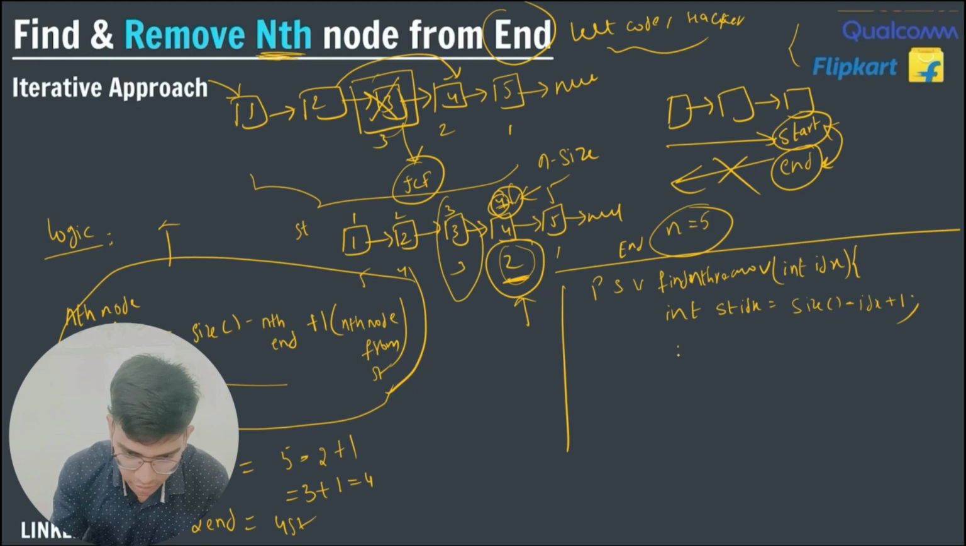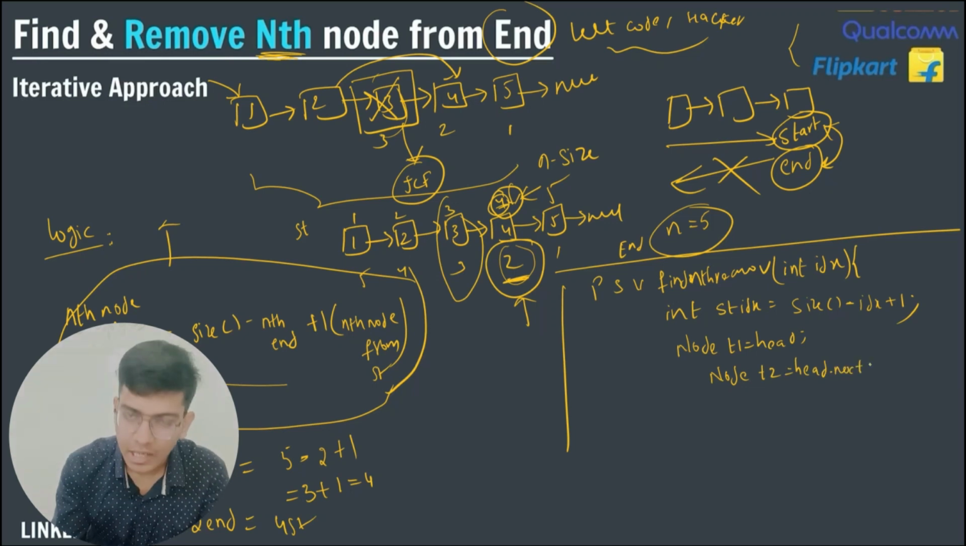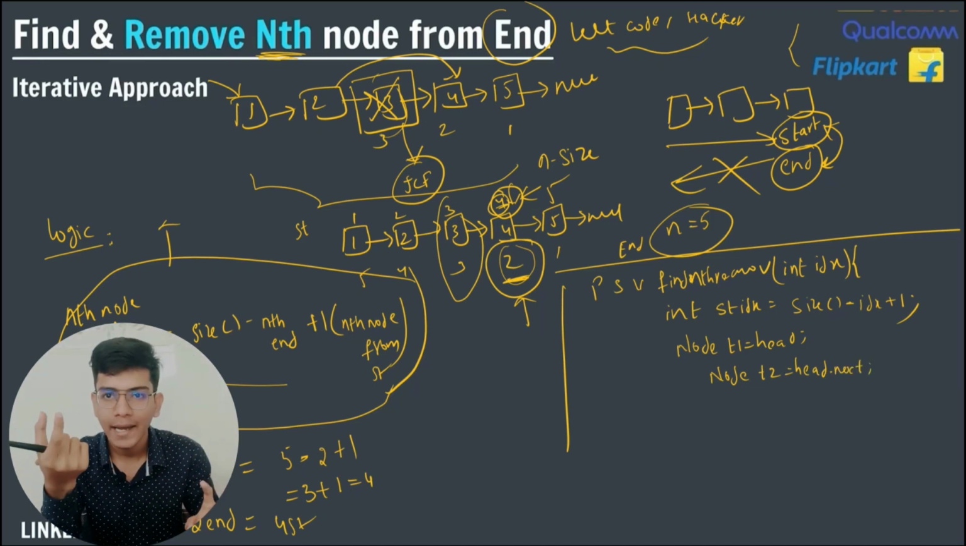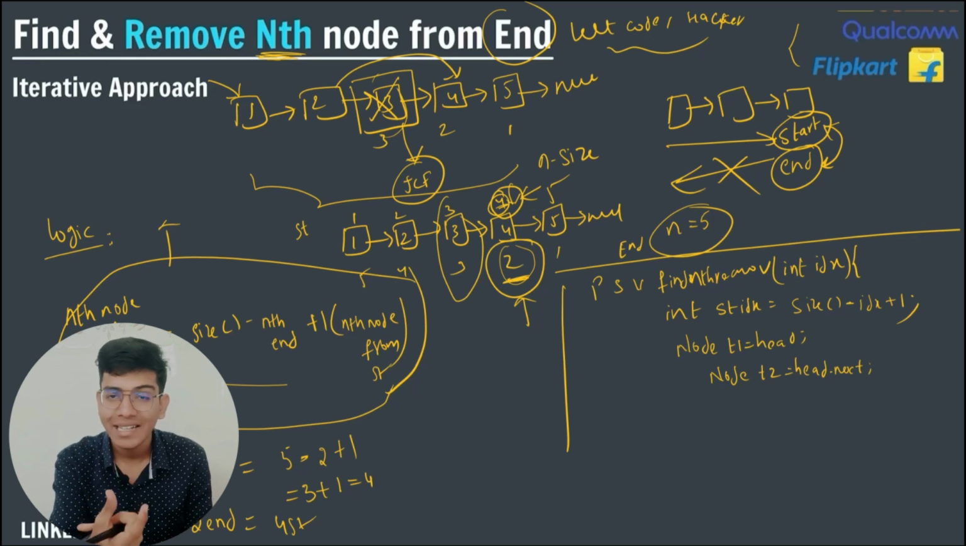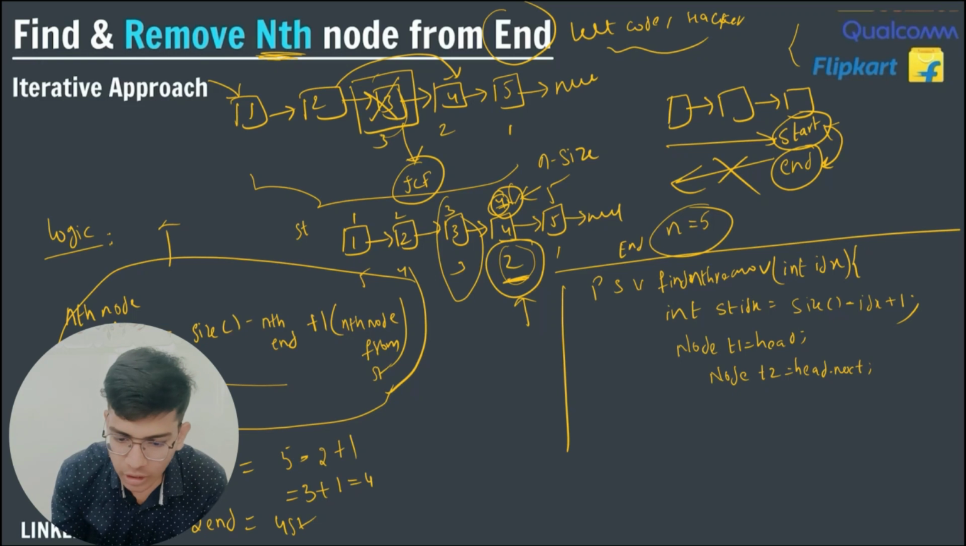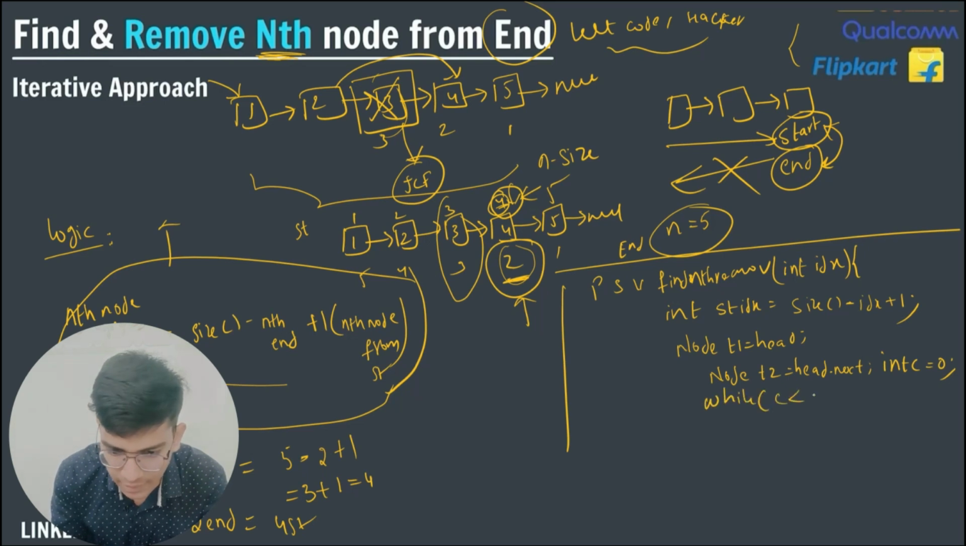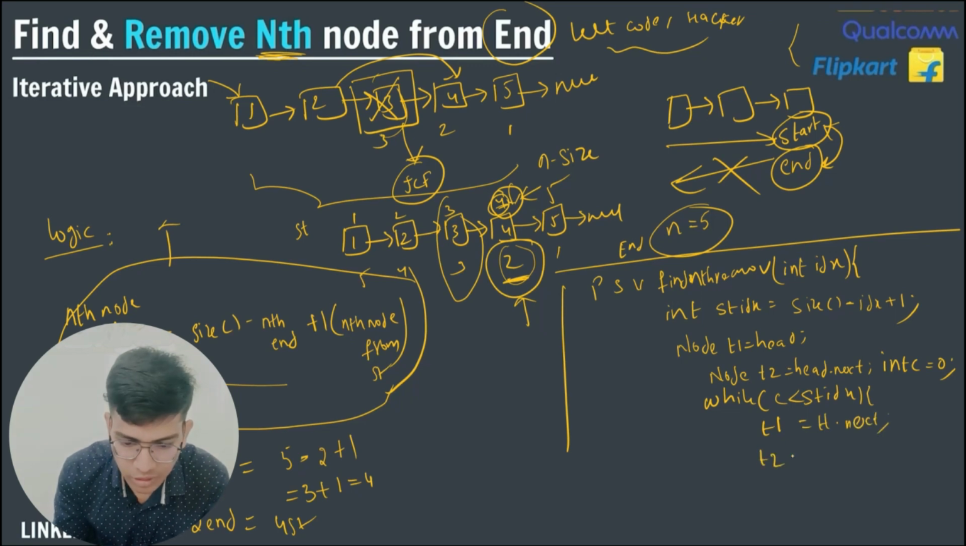After finding the index from the starting, I am going to create a temporary variable, node temp1 is equal to head. After that, node temp2 is equal to head dot next, and I am going to create a counter variable. I am going to run my loop until I hit the given index from the beginning. So int c is equal to 0. After that, loop while c is less than the starting index. What I am going to do here: t1 is equal to t1 dot next, then t2 is equal to t2 dot next, and I am going to increment c++.